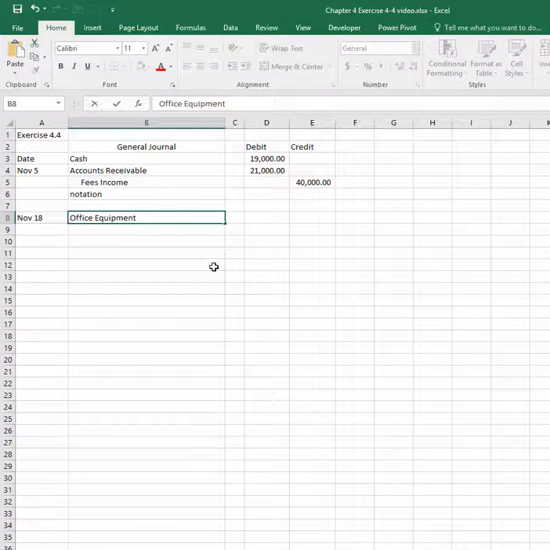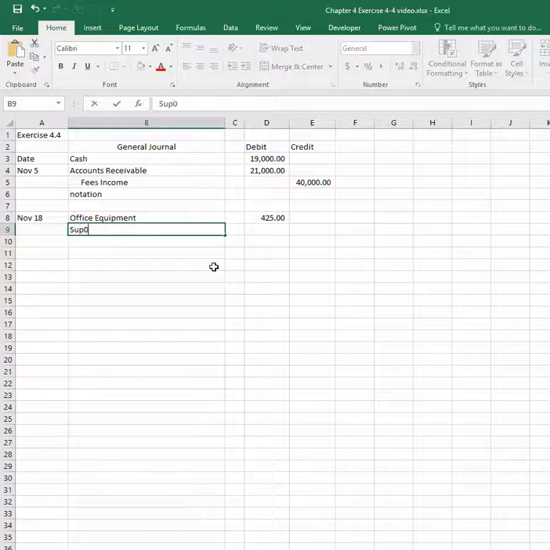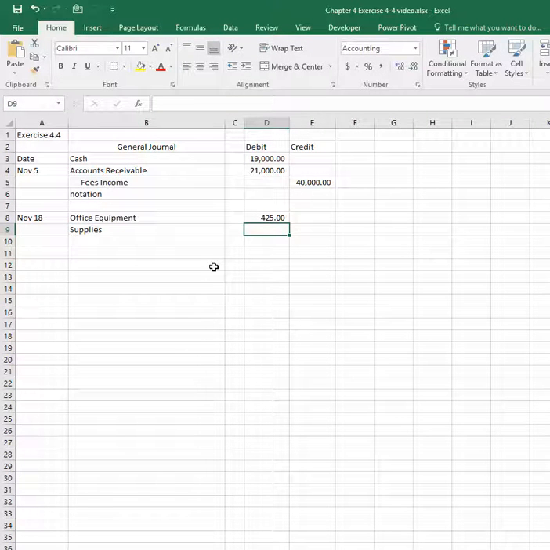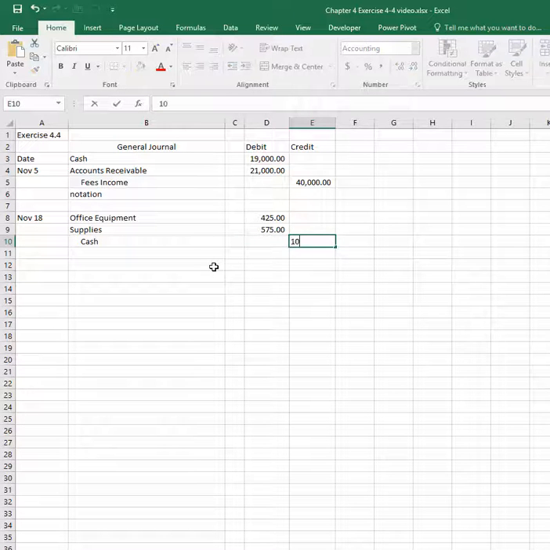So let's start with the office equipment. That would be for the calculator, and that was $425. And the supplies for $575. This is the same transaction with one check, but it has to go into two different accounts because office equipment and supplies are so different. We use up supplies. We use office equipment for several years. Remember that. Okay, and then we did pay cash with a check, and that should be $1,000, right?